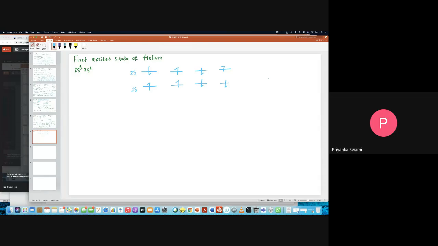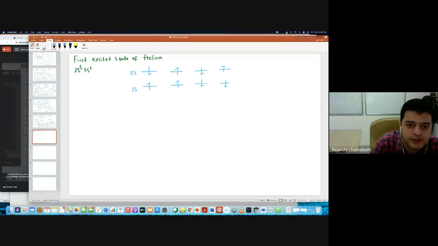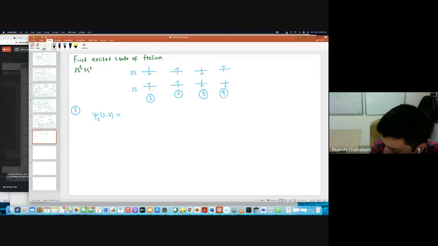Okay, this is called, I'm calling this configuration 1, configuration 2, configuration 3, configuration 4. For 1, what will be the wave function? Say I am calling it psi 1, 1, 2. 1 means I don't look at the other configurations. I have only this, okay? So I'll have a factor of 1 over root 2. It will be there.